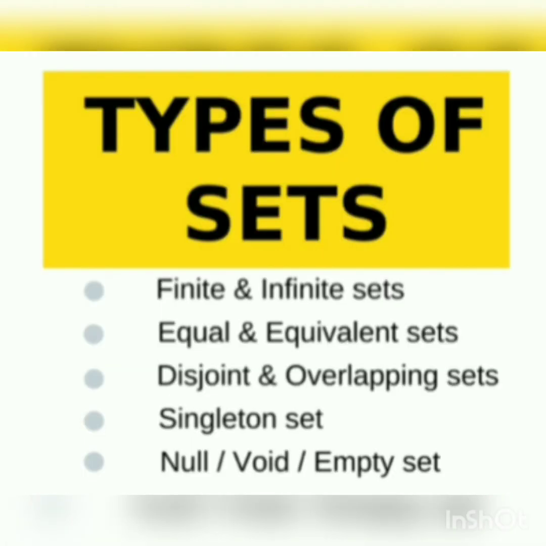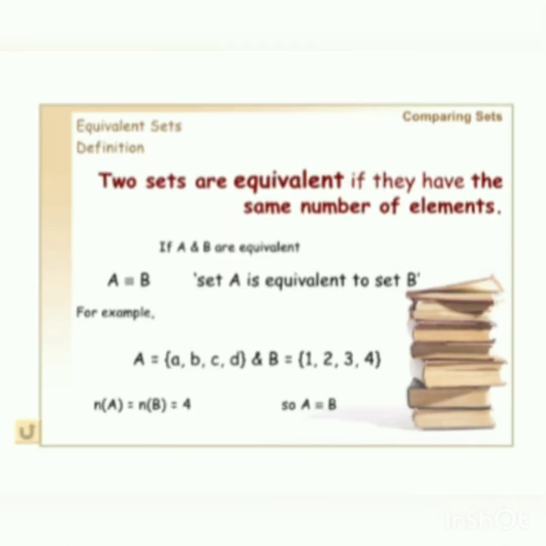Students, in our previous lecture, we have studied different types of sets, that was finite and infinite set, equal and equivalent set, disjoint and overlapping sets, singleton set, null, void and empty set. In today's lecture, we will study the definitions of remaining types of sets, that are equivalent set, equal set and universal set. So let's move towards the equivalent set.